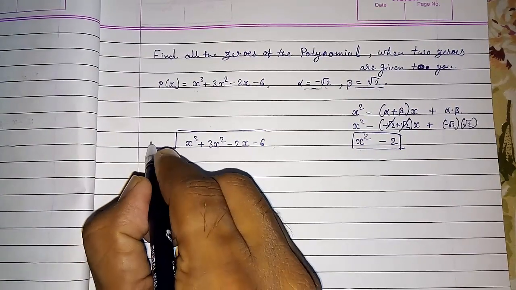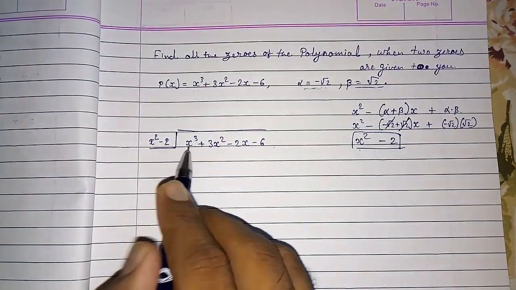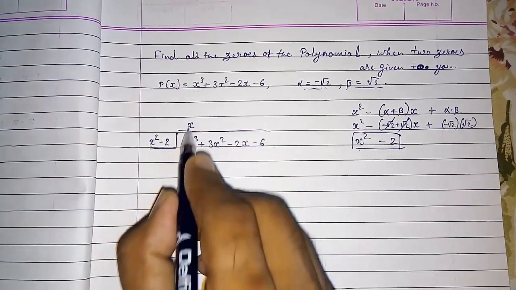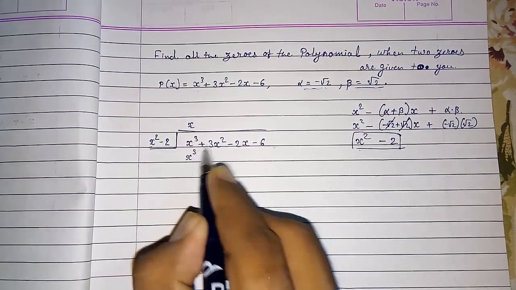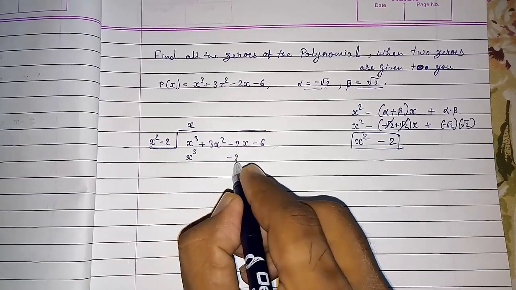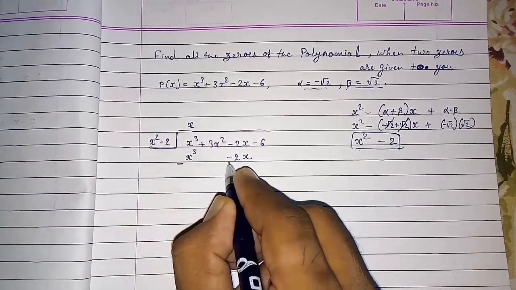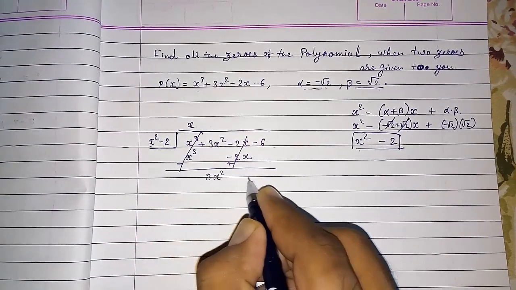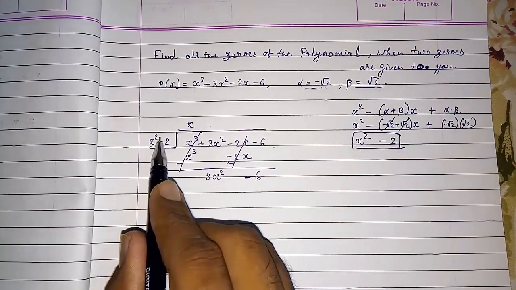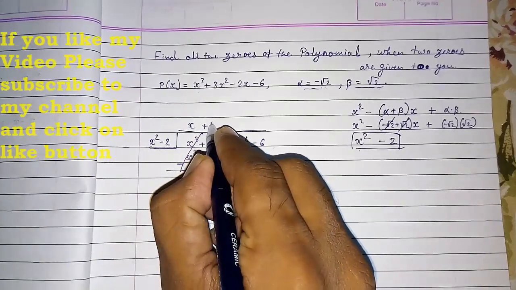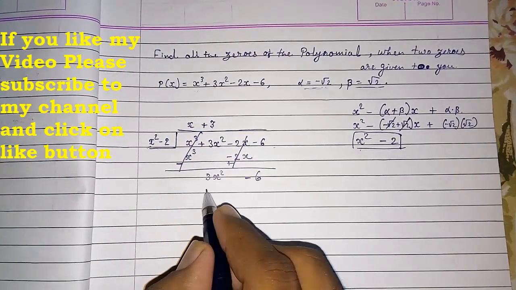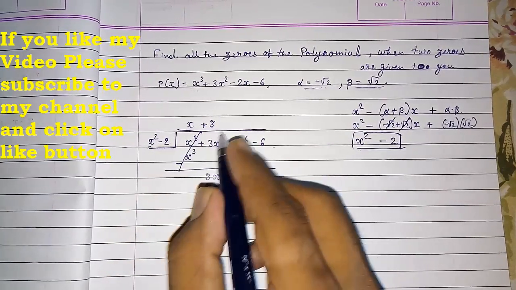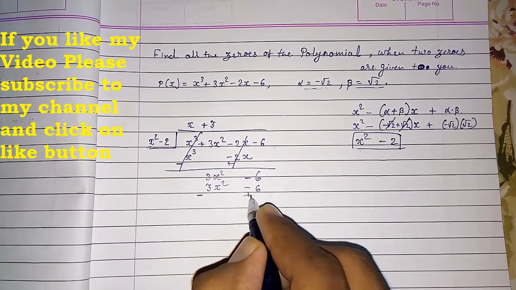Here now we will divide by x square minus 2. So x square multiplied with x gives you x cube, so x into x square gives you x cube. Now x into minus 2, minus 2x. Now sign change, cancel, cancel. We get 3x square minus 6. Again x square is there, so we are going to multiply with only plus 3. Plus 3 into x square gives you 3x square. Plus 3 into minus 2 is minus 6. Again sign change, sign change.